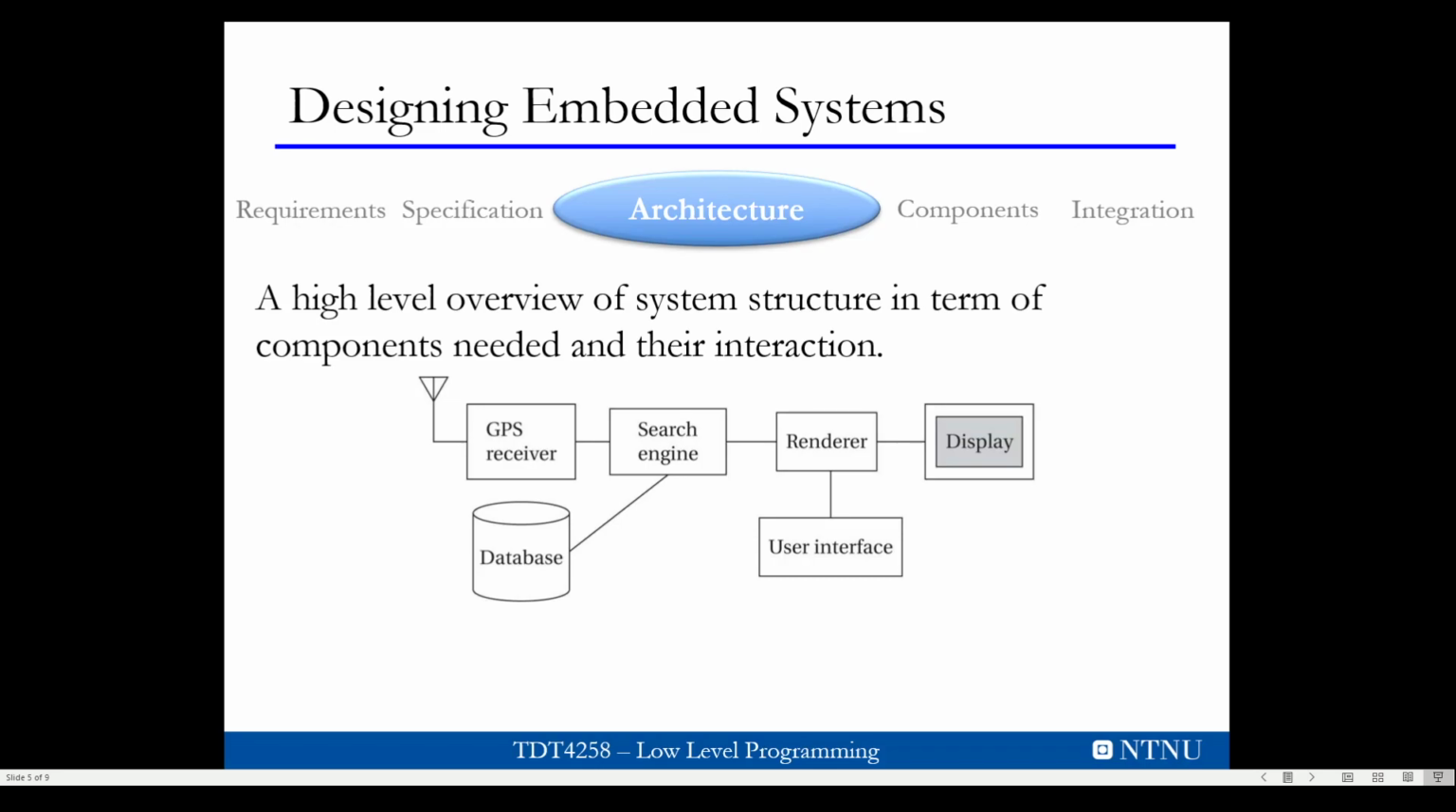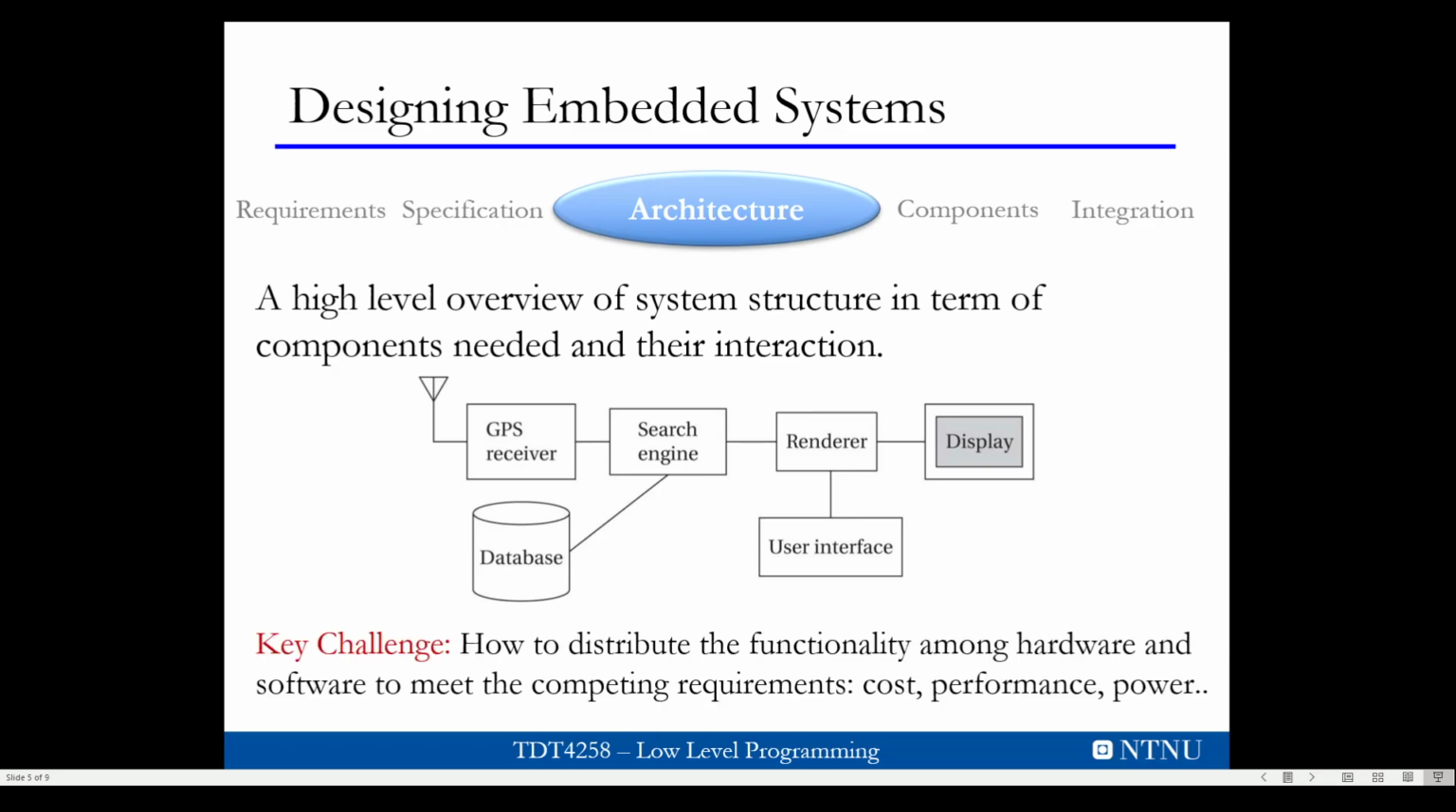From these specifications, we have to design an architecture, and this could be the architecture for our GPS moving map. For example, we have an antenna which tells the current location of the user. Then this user location is given to a search engine that searches the nearby terrain in a database. Once you know the location and the nearby terrain, they are given to the renderer, and the renderer displays the location and the terrain on a display. Also, there might be a user interface for the user to interact with the device. The key challenge at this stage is to decide which of the functionality should go in hardware and which should go in software.